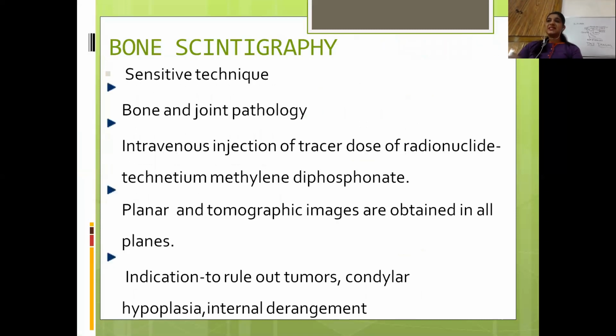Then bone scintigraphy. Scintigraphy is a sensitive technique when there is neoplasm and indication of malignancy, and if we want to see the point of origin of the malignancy, we advise bone scintigraphy. Bone and joint pathology are seen in this. An intravenous injection of the radionuclide tracer technetium methylene diphosphonate is given to the patient, and planar and tomographic images are obtained in all planes. Indications are to rule out any tumors and the point of origin of the malignancy, condylar hypoplasia, and internal derangement.